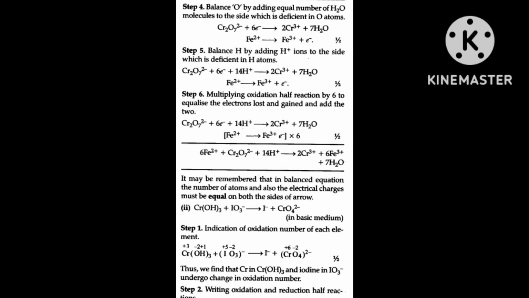The oxidation number method you can also solve easily. This method also you can solve, but it looks complicated, though it is not complicated. The only thing is that in the last you will get a completely balanced equation. It needs practice. Now I have told you about the half reaction method.